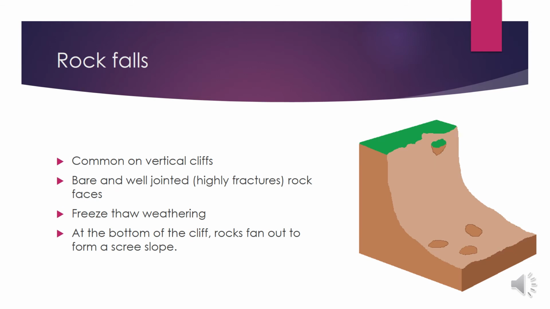Rock falls typically occur on vertical, bare, highly fractured cliffs which are prone to freeze-thaw weathering. As these rocks fall, there is no contact with the cliff face. Any rock that falls will fan out at the bottom to form a scree slope.